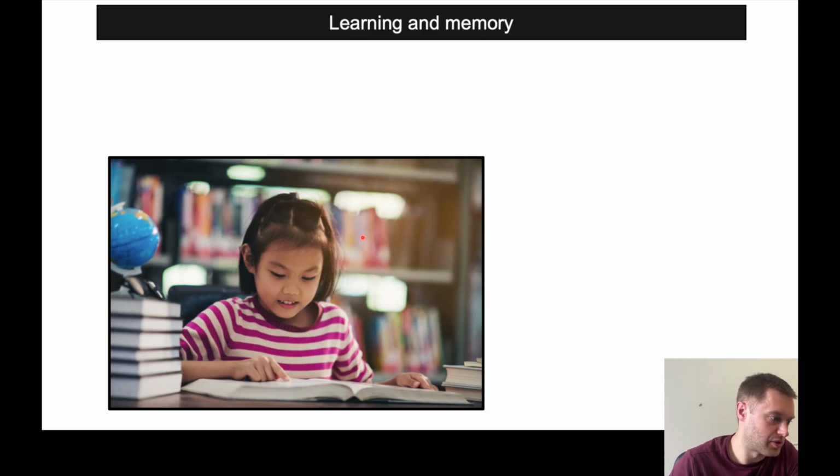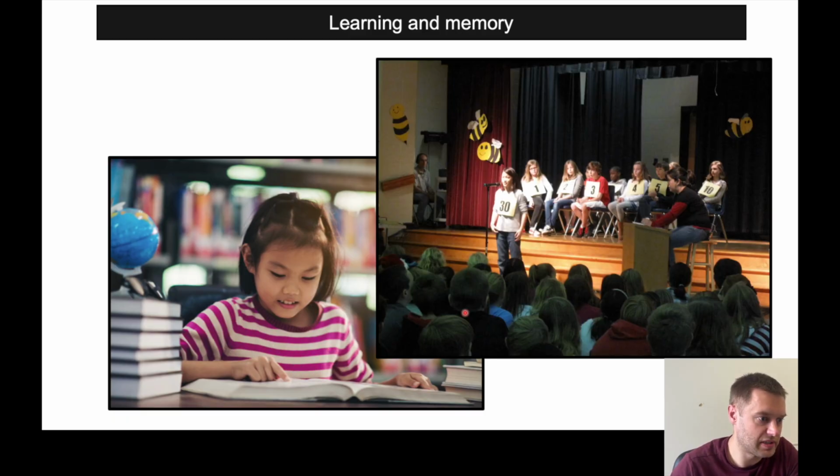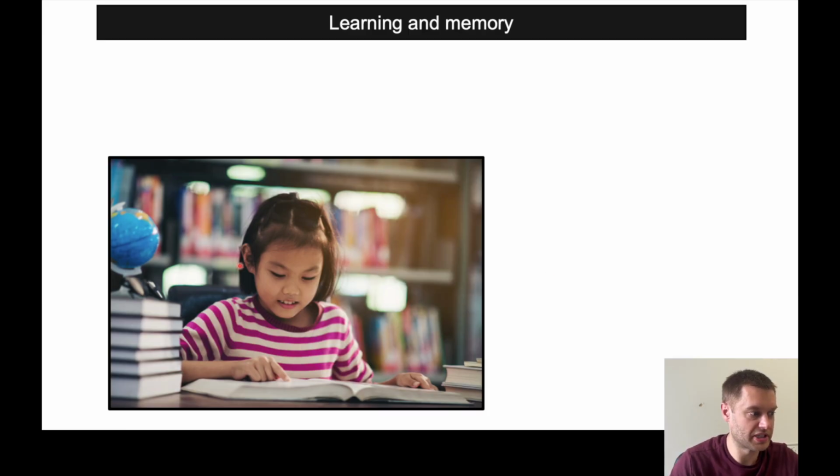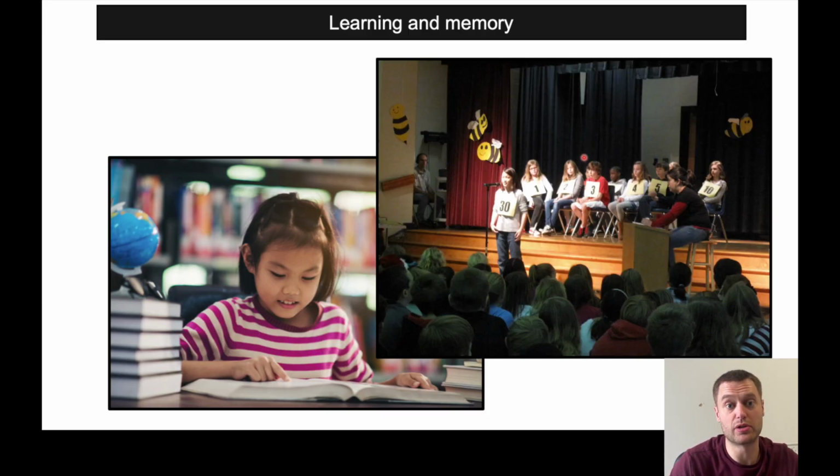So we have this kid studying for a spelling bee, and then we have the kid performing at the spelling bee, right? Obviously, this is the learning component, and this is the memory, or the ability to recall information, component. Memory is something that is inherently controversial because it has to do with consciousness. At least most of the memory and learning that we care about has to do with consciousness. As you'll see, there are many types of learning that are not conscious.